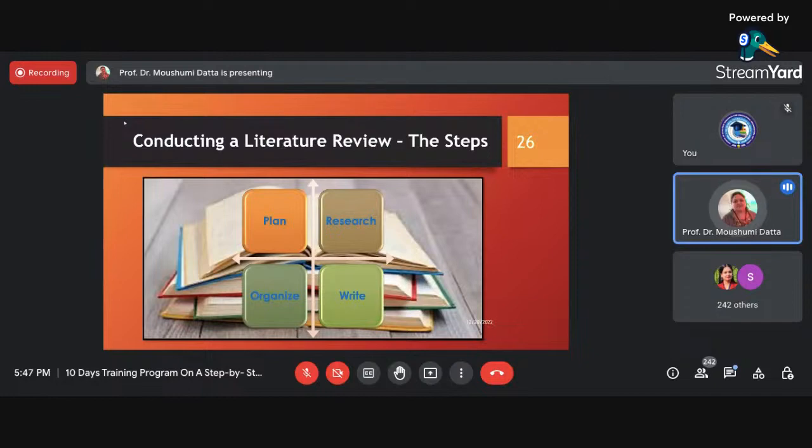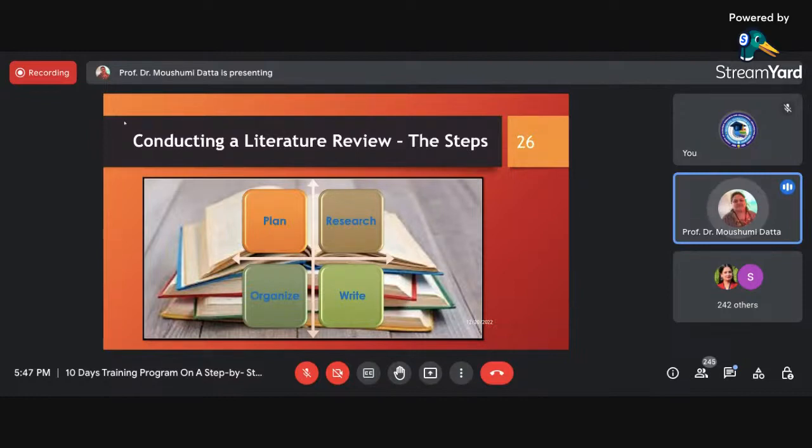Whenever you are conducting a literature review, you have to plan it properly. Yes, today I will go to the library, tomorrow I will be doing from Google Scholar. You have to plan it properly and research it properly. Everything under the earth you cannot read, so you have to find out those keywords.